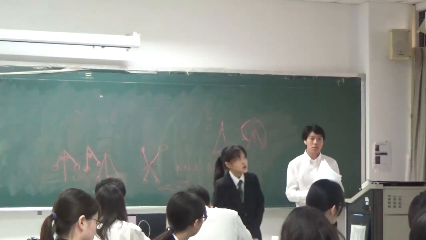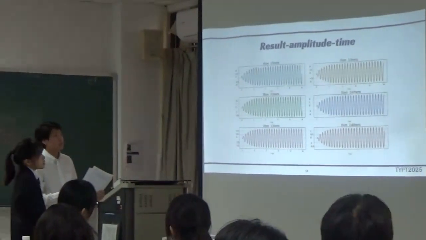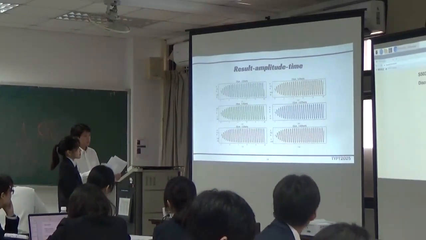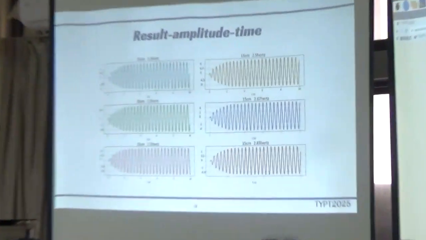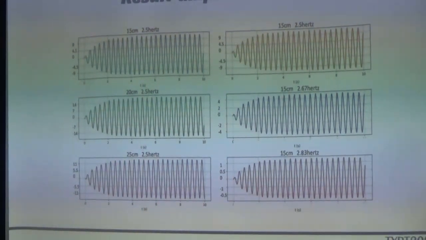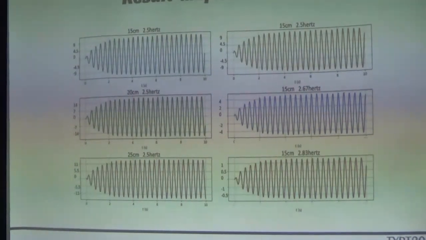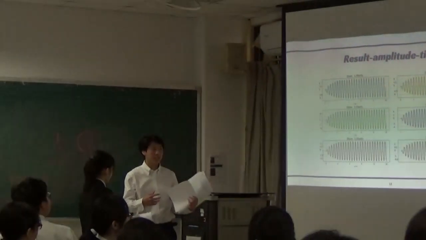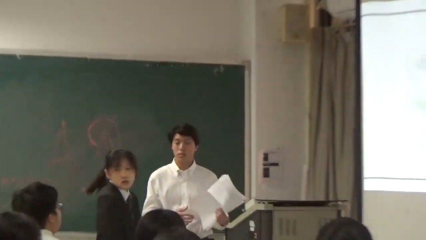In this chart, you can see that by using the same length of string but using different frequency, you can make different results. Can you see the numbers of them? Yeah, you can see that their amplitude is different. So let's say the frequency goes up, how would that affect the amplitude?